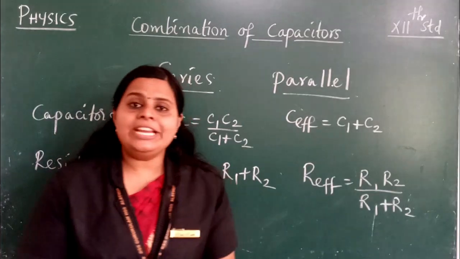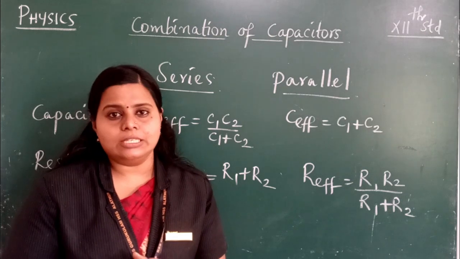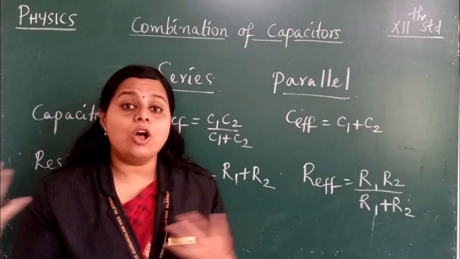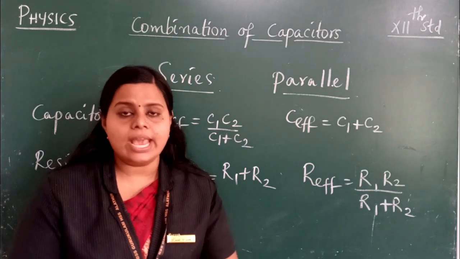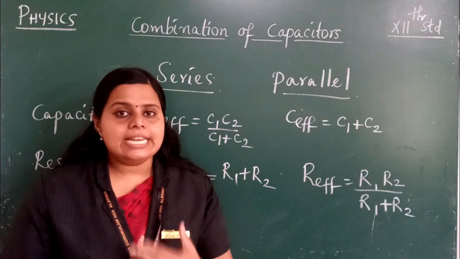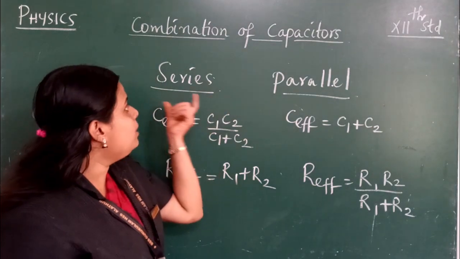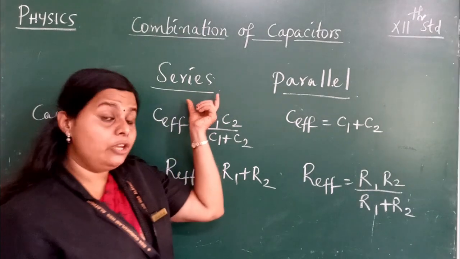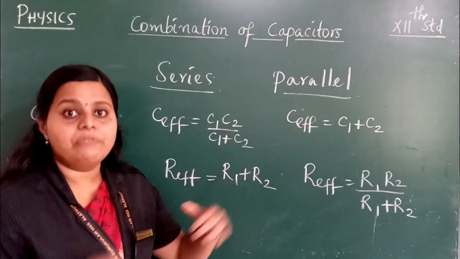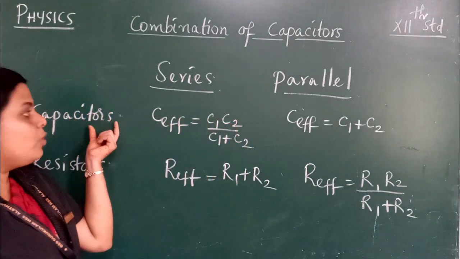So listen children, here we have learned the series and parallel combination of capacitors. Now let's compare the combinations of capacitors with the combinations of resistors. Let's compare the series and parallel combination equations of capacitors and resistors. So we know that in the series combination the effective capacitance is equal to C1 C2 divided by C1 plus C2, if we have connected two capacitors in series, right?